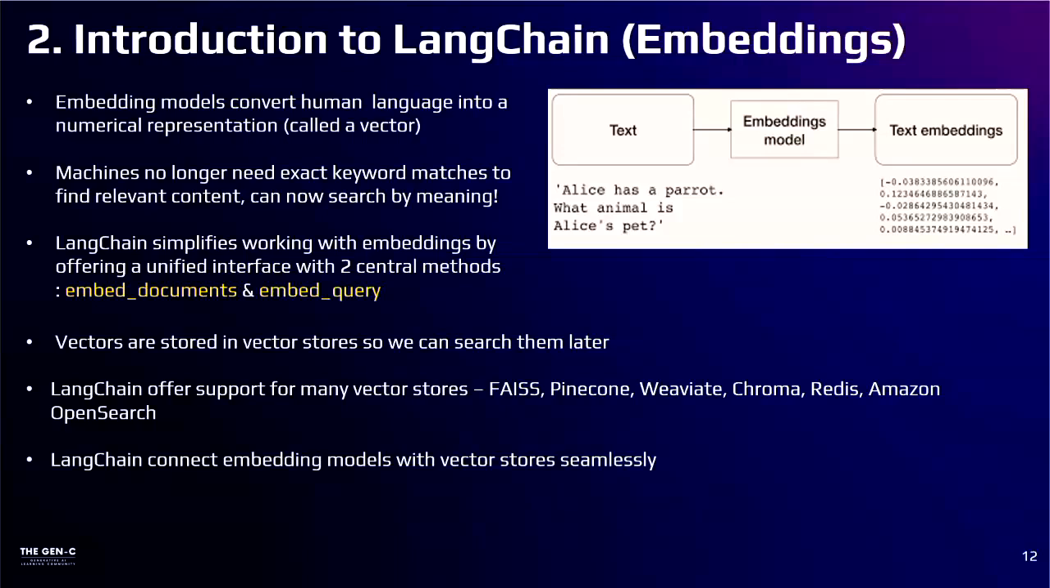Vectors are stored in vector stores so we can search them later. These are databases optimized to store and retrieve high-dimensional vectors efficiently. LangChain offers support for many vector stores such as FAISS, Pinecone, Weaviate, Chroma, Redis, and Amazon OpenSearch. LangChain connects embedding models with vector stores seamlessly. You can embed your documents and store them in a vector store. When a query comes in, you embed it, and then search the vector store for nearest matches. With this setup you can build powerful apps like AI search assistants, chatbots with memory, and RAG pipelines.